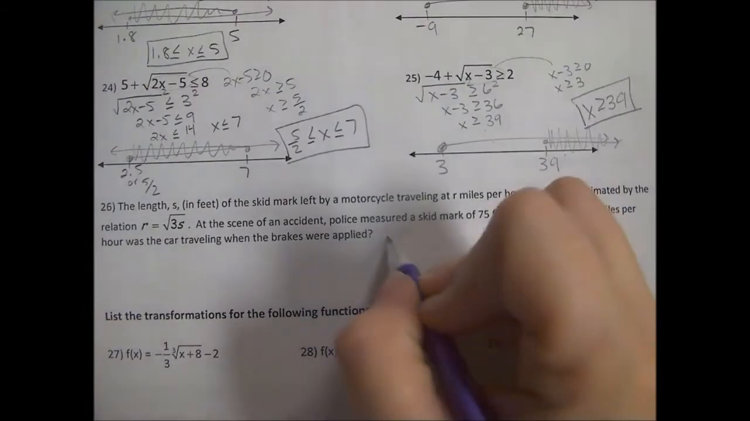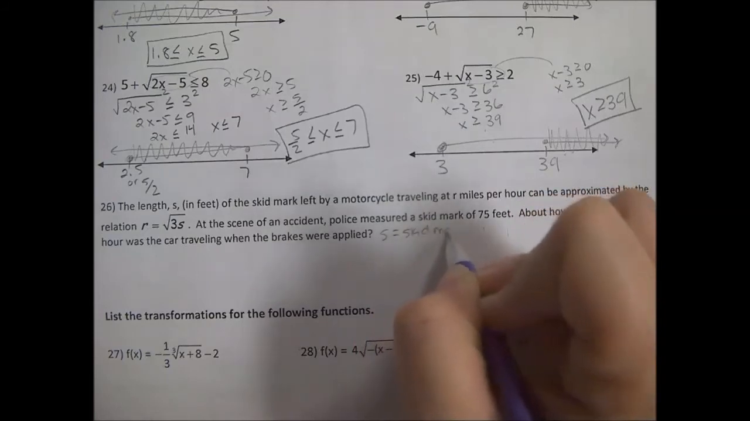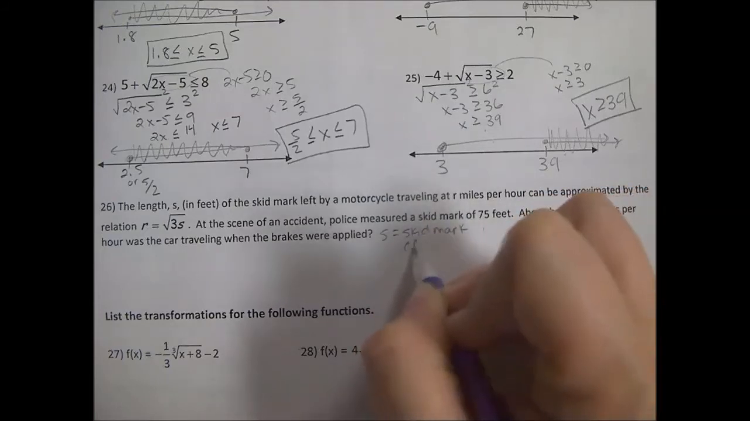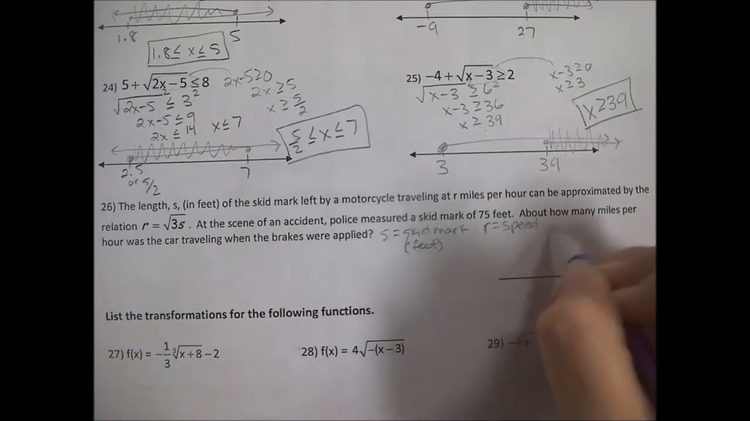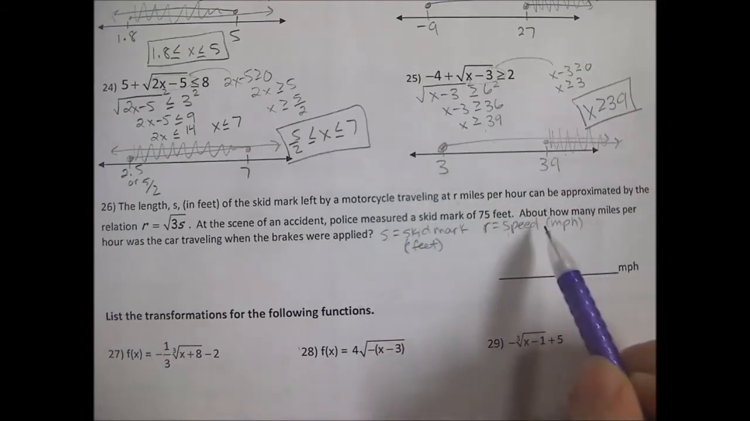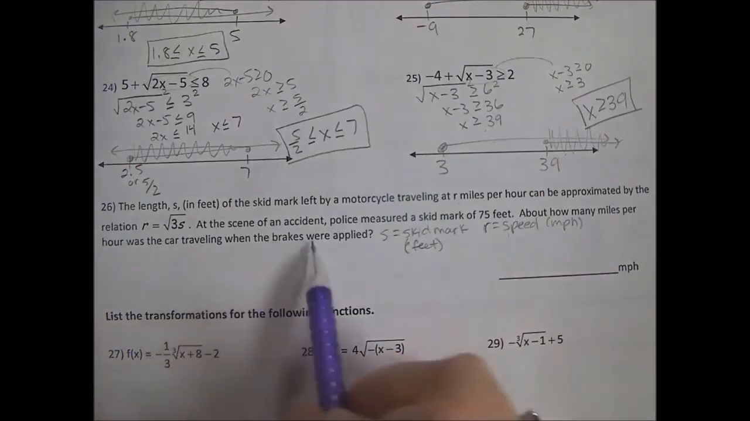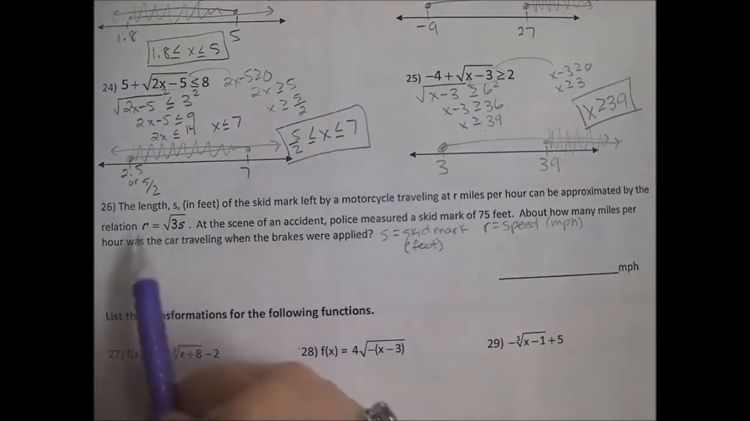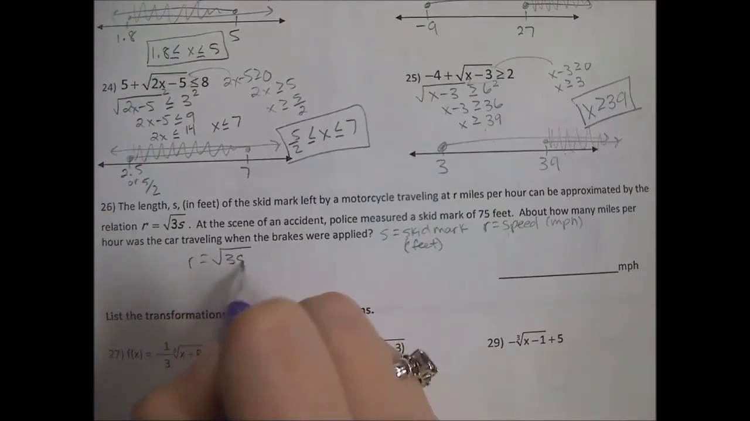All right, so it told us that s was the length of our skid mark, which is in feet. And then it told us that r is how fast it was going, so that's the speed, and we're going to measure that in miles per hour. It wants to know how many miles per hour the car was traveling when the brakes were applied. Okay, so we have an equation, r equals the square root of 3s.